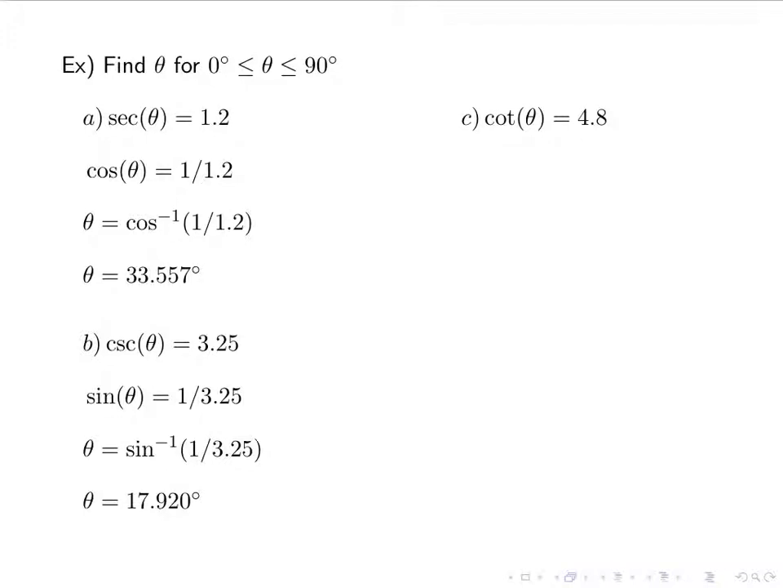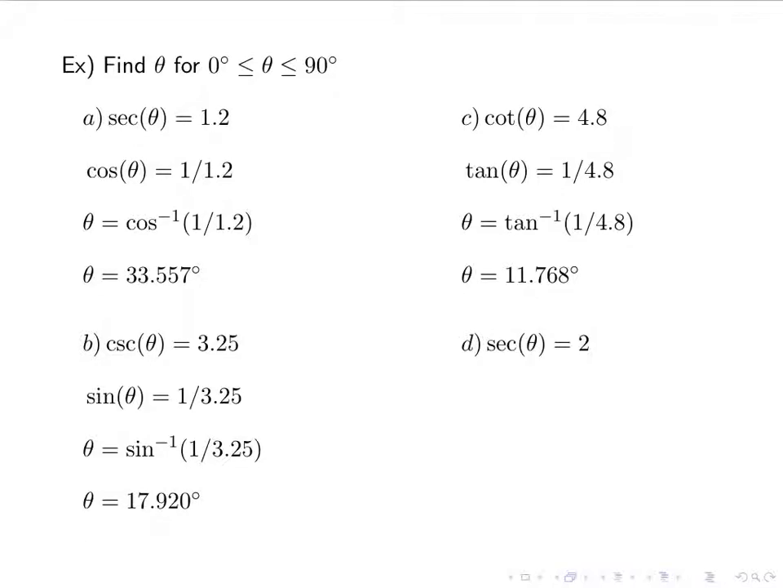So let's try another one. Cotangent of theta is 4.8. Again, I don't have a cotangent button, and therefore I do not have a cotangent inverse button. So I'm going to take the reciprocal of both sides. Reciprocal of cotangent is tangent. Reciprocal of 4.8 is 1 over 4.8. Then I'll hit it with the tan inverse button because I do have that. So theta is tan inverse of 1 over 4.8. And that is 11.768 degrees.